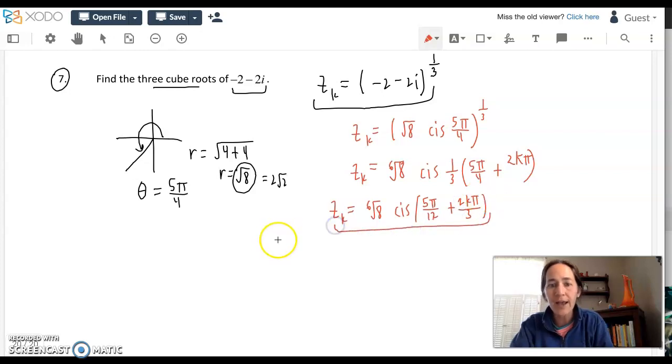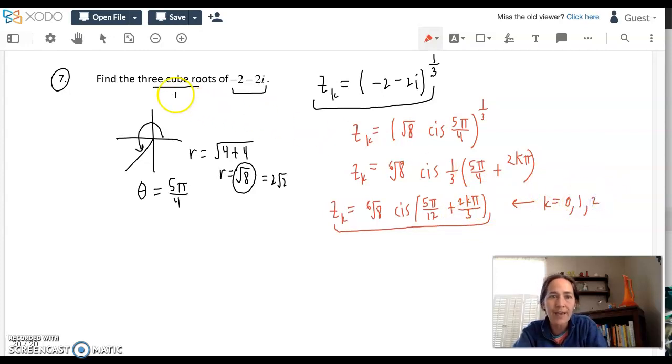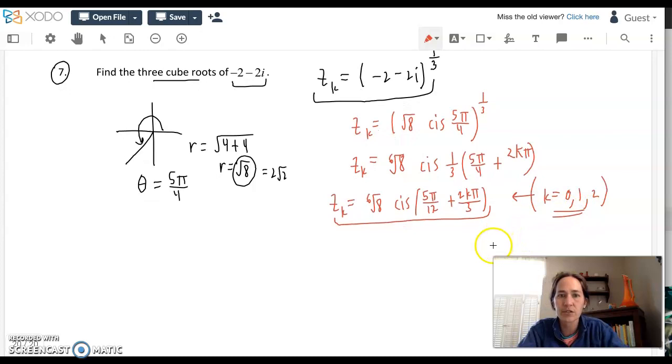This is going to be your guide as we find these 3 solutions. Which k values do you care about? You always start with 0. So for one of them, we don't have to add any multiple of 2 pi. And then count up the integers until you get to 1 less than the number of roots you're looking for. So 0, 1, and 2 should get the 3 distinct solutions to this problem.